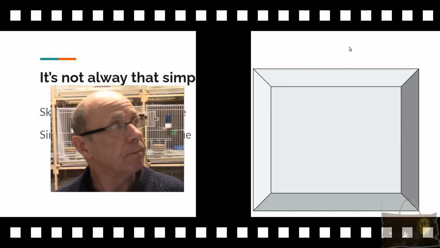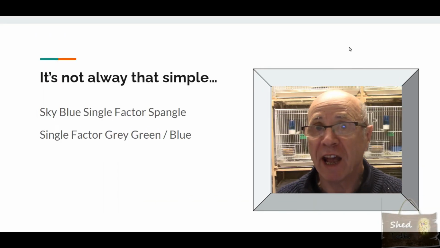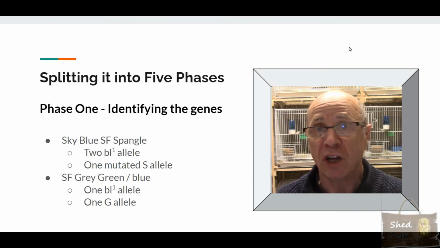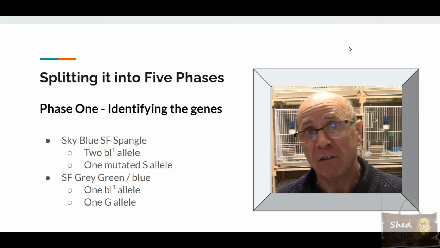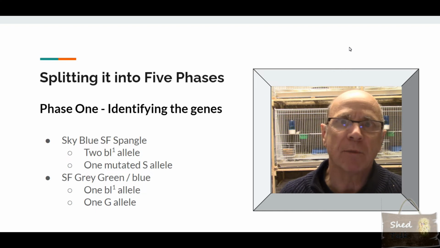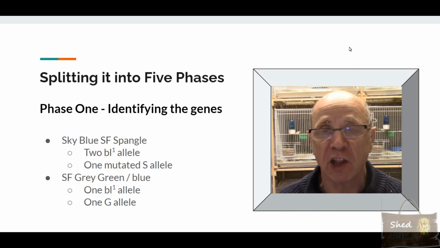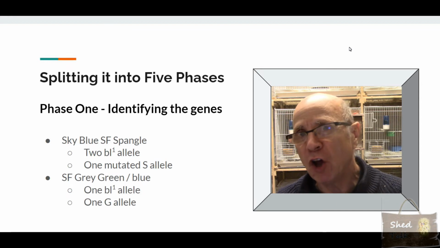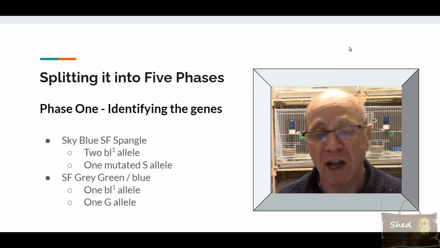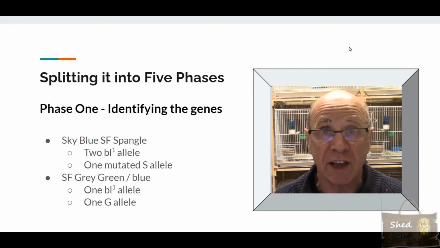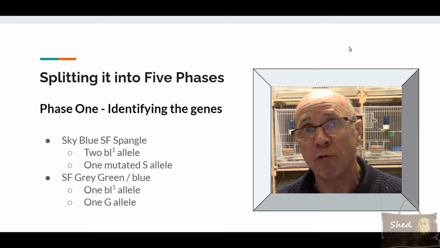Because we're looking at more than one gene for each of the birds, it makes the process slightly more complicated than the way we have looked at so far. It's not overly complicated, but to make it easier, I tend to break it down into 5 phases, and that's what I'm going to run through now.